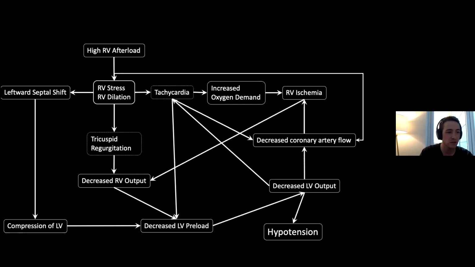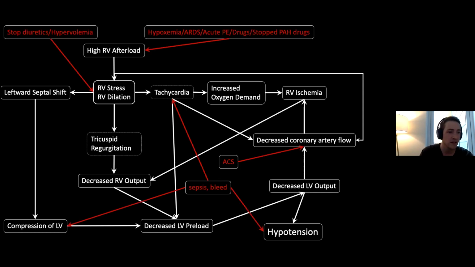So when patients with pulmonary hypertension present in this decompensated state, this is the pathway we're working against. Hypoxia, ARDS, acute pulmonary embolism, stimulants, or rebound from stopping PAH drugs can all kick this off and send us down this bad path. Additionally, a hypervolemic state can cause right ventricle strain. Acute coronary syndrome can cause RV ischemia, and sepsis or an acute bleed can trigger this spiral as well.